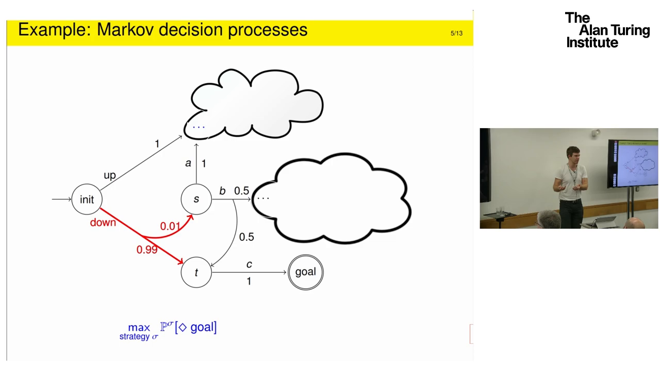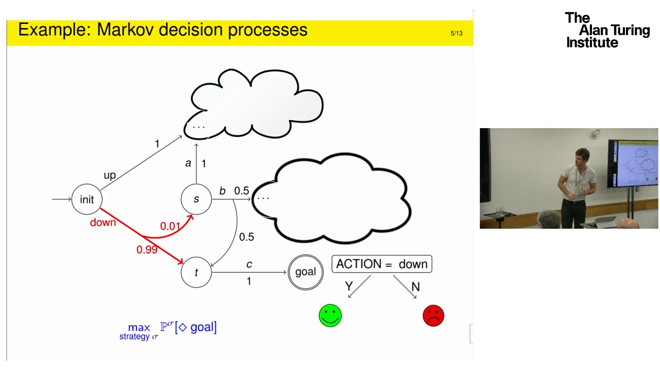So you can draw it using a kind of degenerate decision tree, which asks, is the action that you want to play down? If yes, that's a good idea. If no, it's a bad idea. And that's what you would like to get.